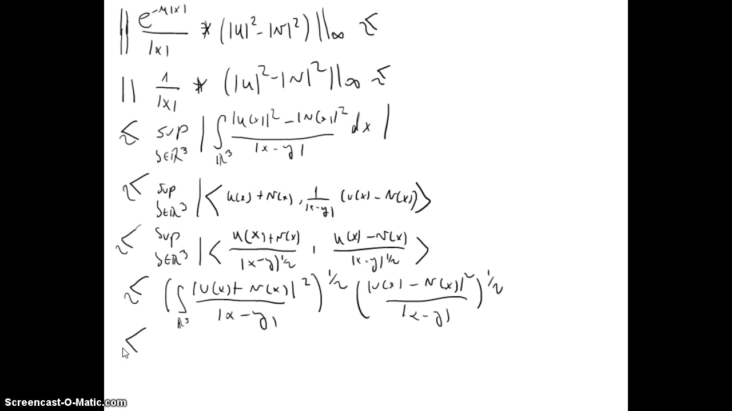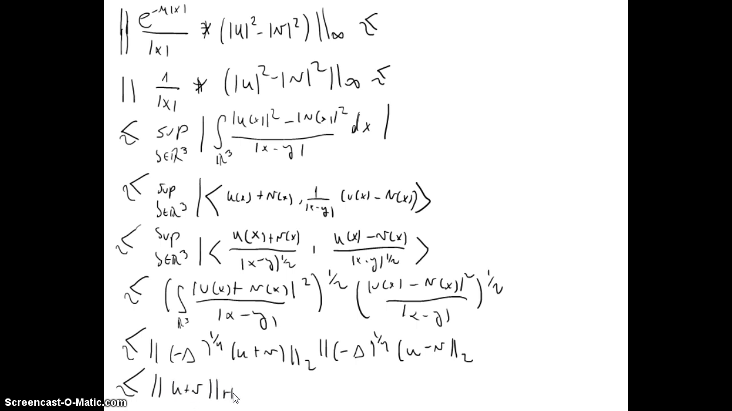Okay, in the same way we did in the first part, we can bound this by minus Laplacian to the 1/4 of u plus b in L2 and 1/4 of u minus b in L2. So again, as we did in the first part, we can bound this by u plus b in H1/2 and u minus b in H1/2, and this will be less than or equal to u plus b in H1/2 multiplied by u minus b.